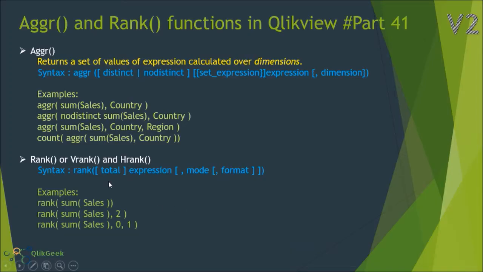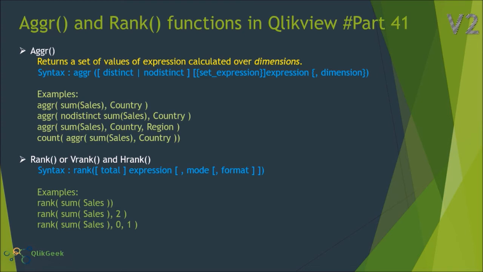The rank function is usually used to pick the highest value based on the sorting order. There are two functions, vRank and hRank. vRank is also called rank. v is nothing but vertical and h is nothing but horizontal. So where can we use vRank and where can we use hRank? hRank is only useful if you are using rank in a pivot table, but vRank and rank are useful in most of the other objects except, I would say, the pivot table.